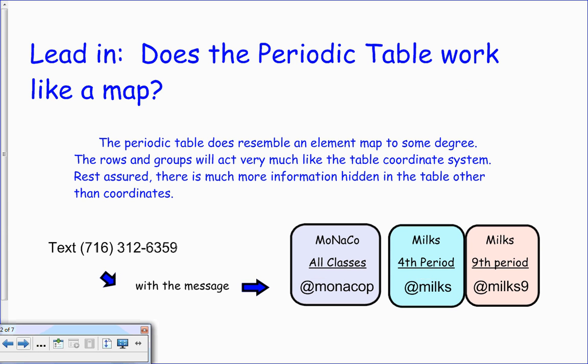Does the periodic table work like a map? In some ways, very much it does. Which row and which group I am in could act kind of like a coordinate system, but of course in chemistry it's going to tell me how many energy levels I have and how many valence electrons I have. But it's a lot of information I need to know.